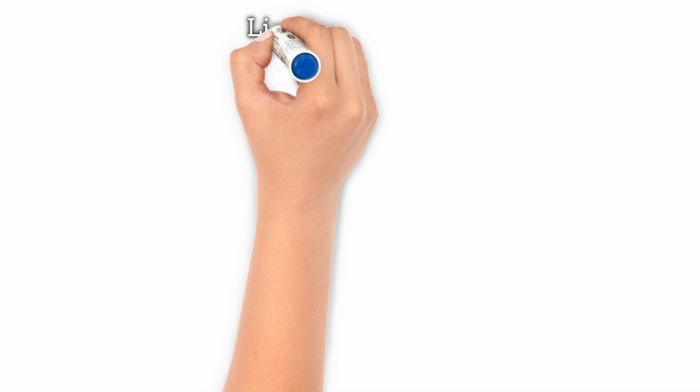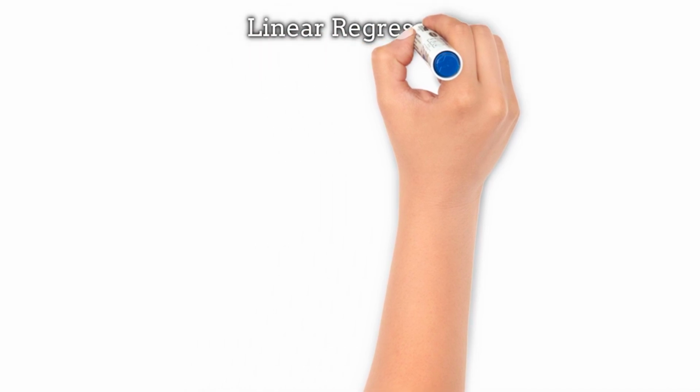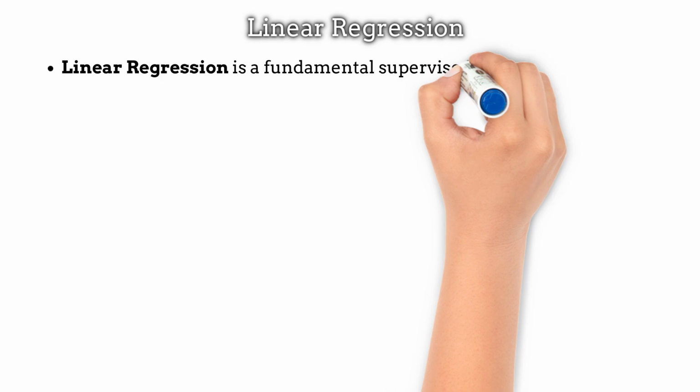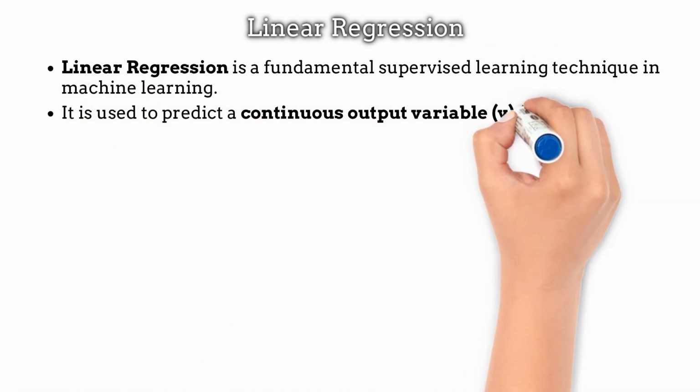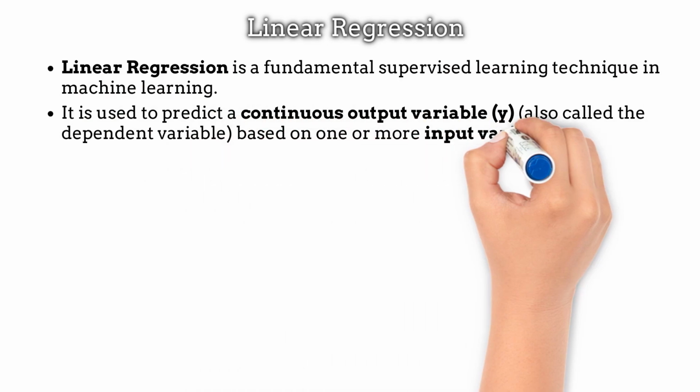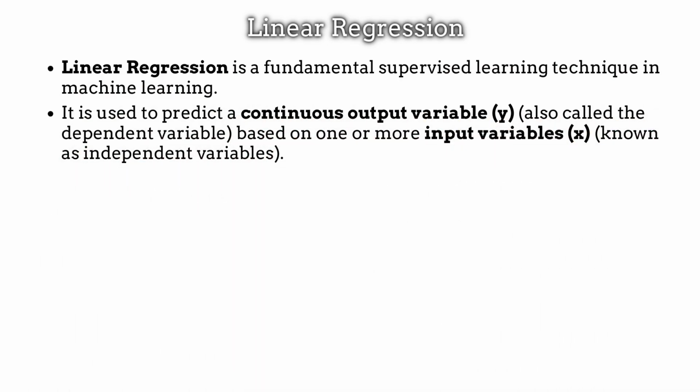In previous sessions, we've explored foundational concepts in machine learning, and today we're going to dive into linear regression, one of the most essential algorithms in this field. Linear regression is a supervised learning technique primarily used to predict a continuous output variable, often referred to as y, which is known as the dependent variable. This prediction is based on one or more input variables, commonly denoted as x, which are known as independent variables.